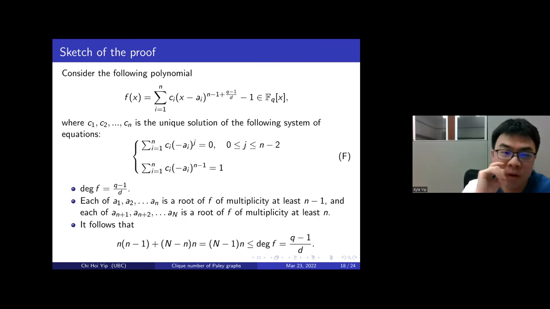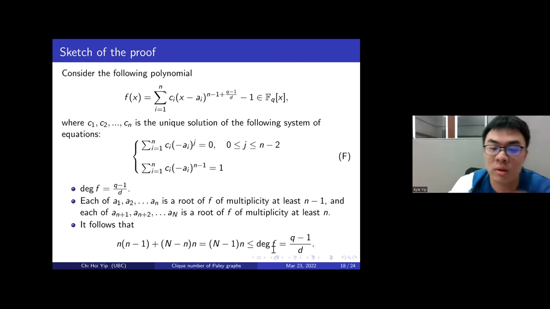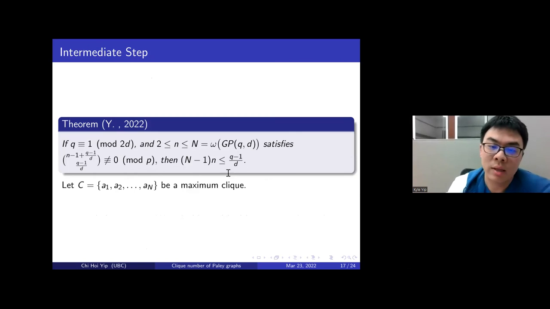And if you work out the computations, then you will find that the exact assumption we want is this kind of assumption. So this is like a linear system, so this kind of c_i is unique. And if we do a lot of computations, then we can show that the degree is actually given by (q minus one over d), and we can show that each root would vanish with a high multiplicity. Then we would have a lower bound on the number of roots. And also we have an upper bound on the number of roots, which is the degree of the polynomial. So we can get this result.